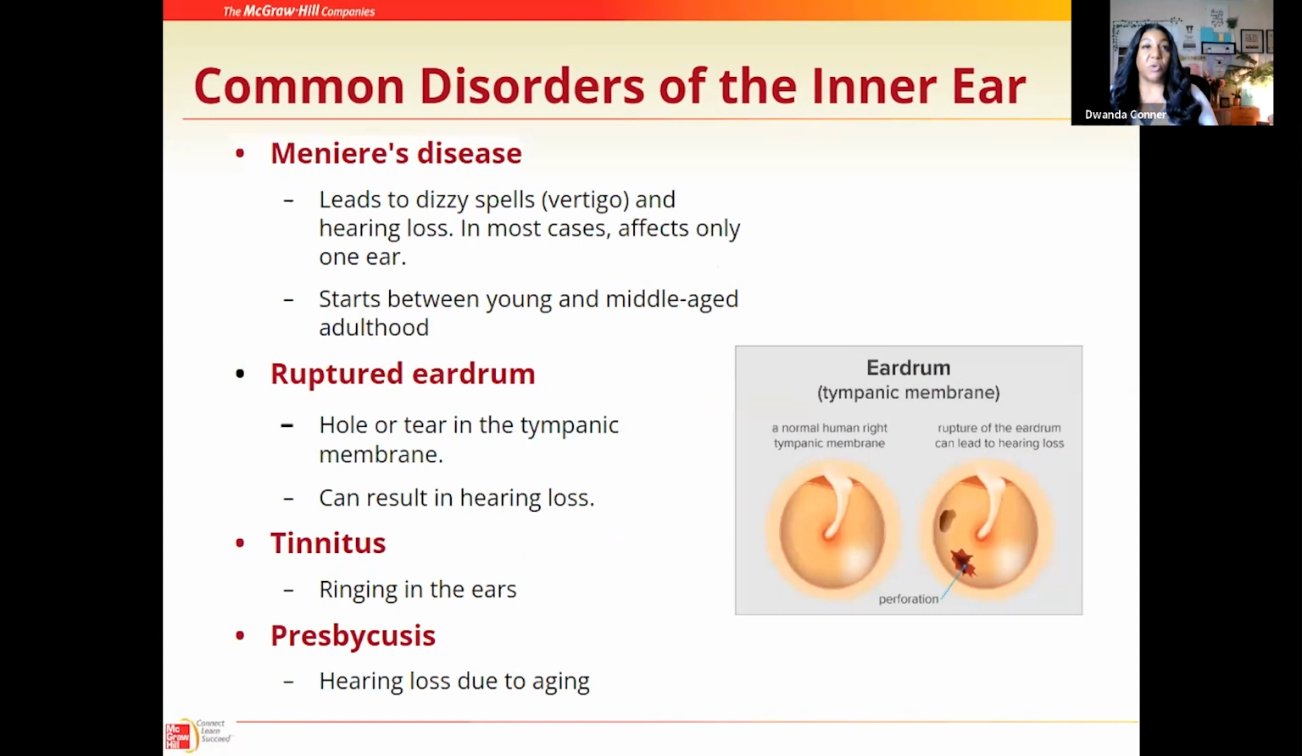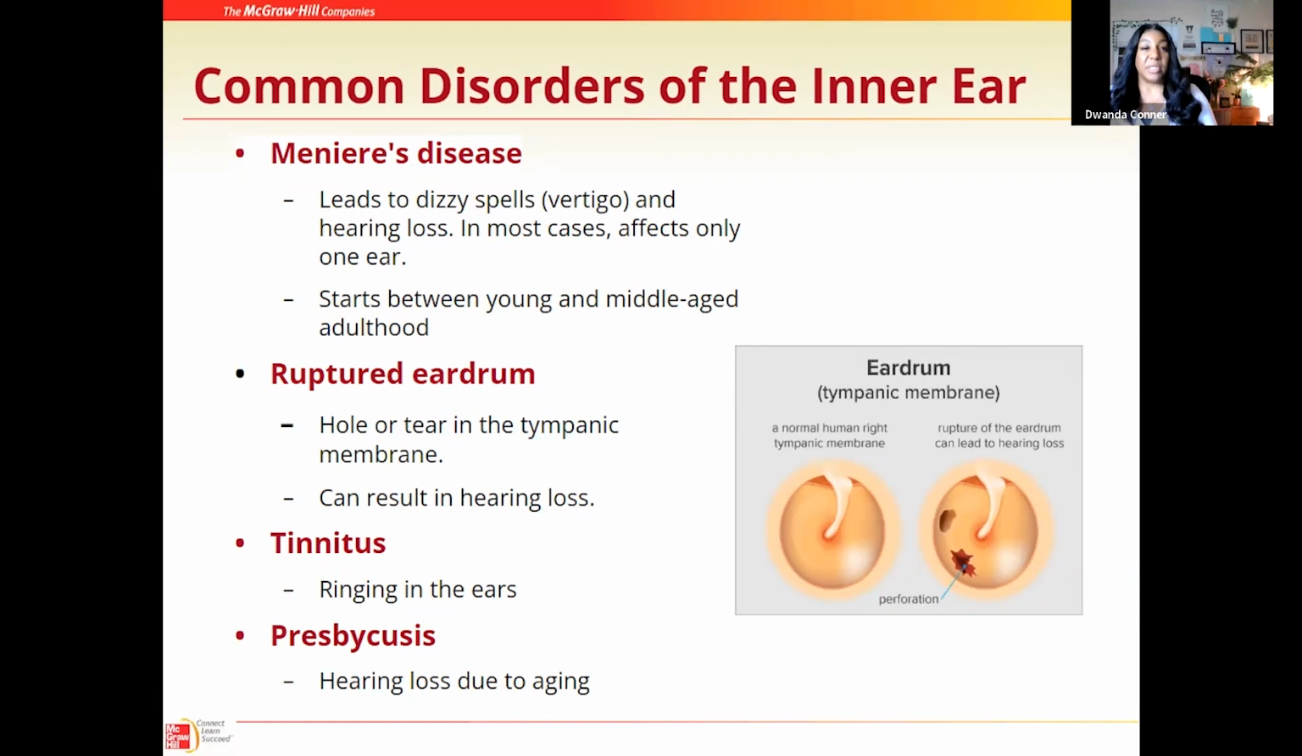Meniere's disease is going to be similar to tinnitus. I want you all to make sure that you don't get the two confused, as tinnitus is just ringing in the ears. Meniere's disease is associated with age. So it's also going to be ringing in the ears that leads to dizzy spells, can affect the hearing, can lead to hearing loss, usually only affects one ear, and starts between young and middle-aged adulthood.